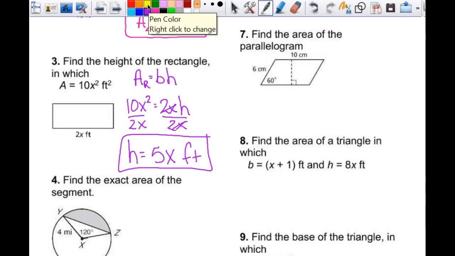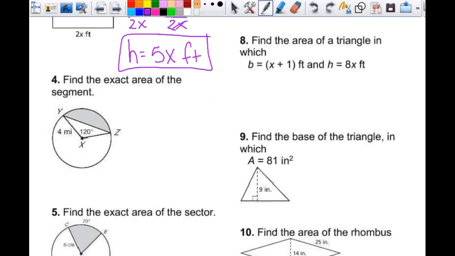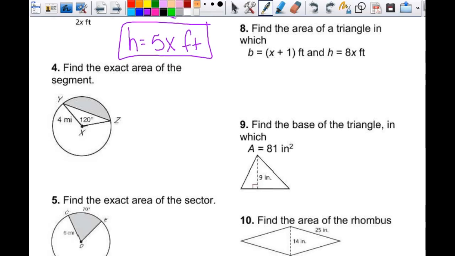So now I am looking for the exact area of the segment. So in order to find the area of the segment, remember that is the area of the sector minus the area of the triangle. Okay, so we're going to start with the area of the sector. To find the area of the sector, one of the things I need is the area of the circle. Area of the circle, pi r squared, the radius is 4, so it's going to be 16 pi.